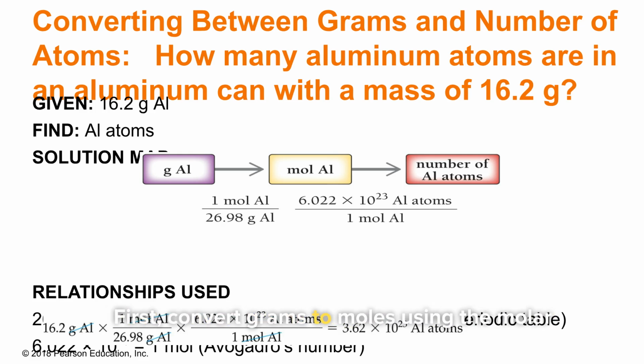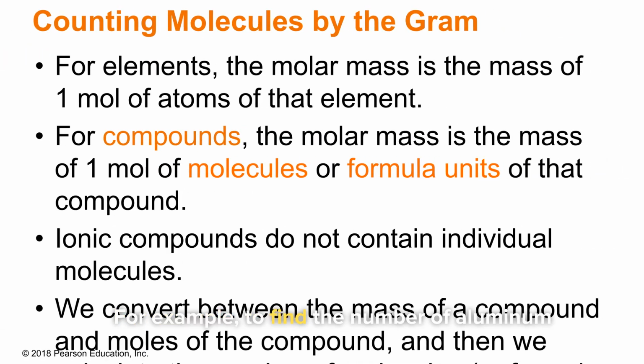First, convert grams to moles using the molar mass, and then convert moles to the number of atoms using Avogadro's number. For example, to find the number of aluminum atoms in 16.2 grams of aluminum, we divide the mass by its molar mass to get moles, then multiply by Avogadro's number to find the count of atoms.